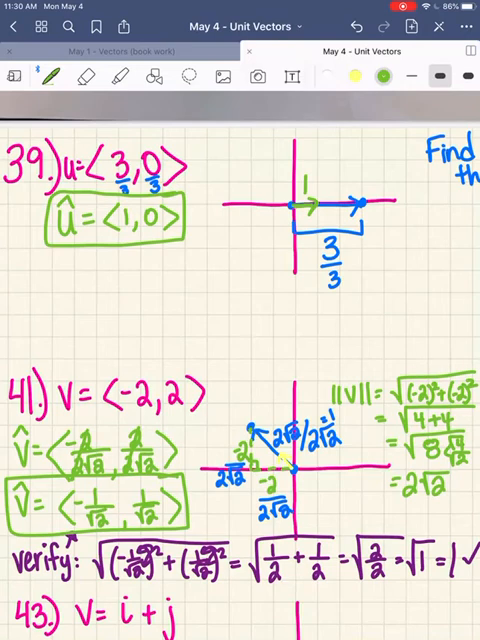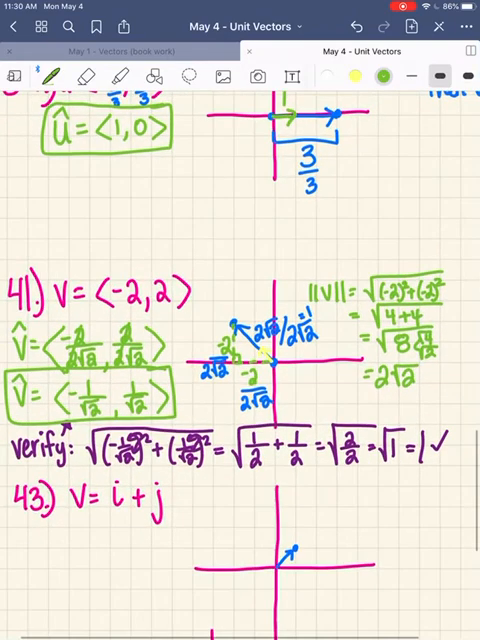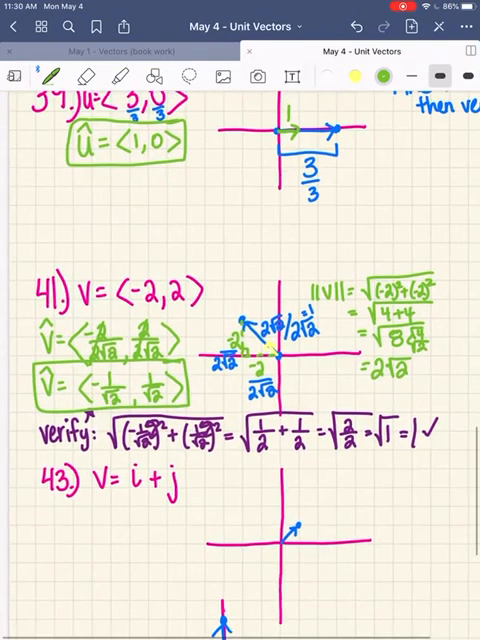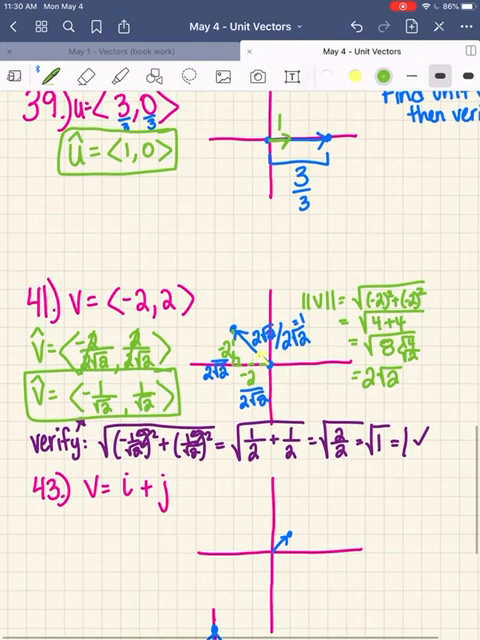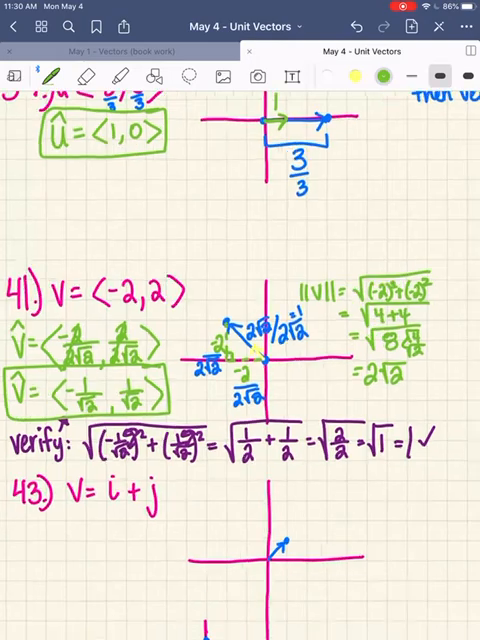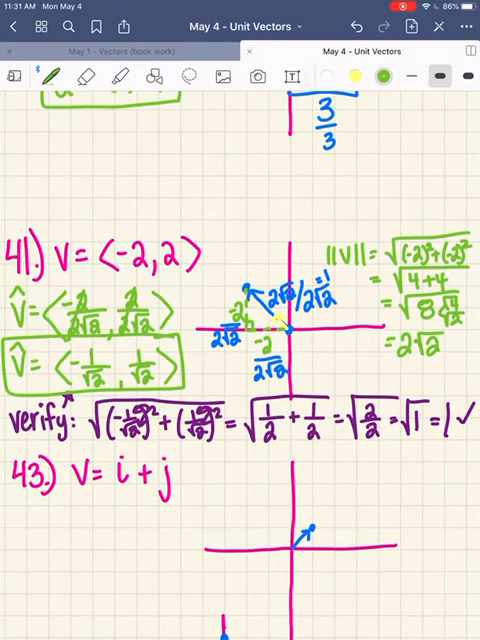We didn't have to verify in 39 because the magnitude was clearly 1. We could see that in the picture. All right, let's look at 43. So let me go back. 39 and 41 were in component form with the pointy parentheses. 43 is in I and J form. But do we agree that we could change this into component form, right? So what is another way of writing I and J?